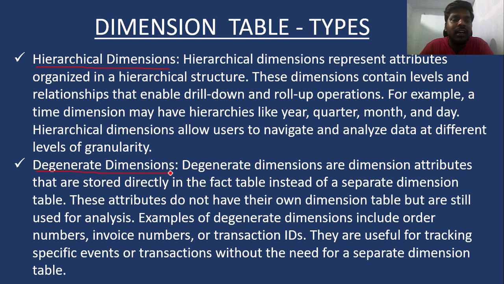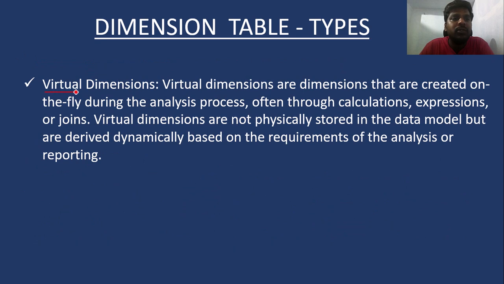Degenerate dimensions are the dimensions that are stored directly in the fact table instead of a separate dimension table. They are called degenerate dimensions. These attributes do not have their own dimension table, but they are still used for analysis. For example, they include order numbers, invoice numbers, transaction IDs, and other IDs, which are useful in tracking specific events or transactions. We have virtual dimensions.